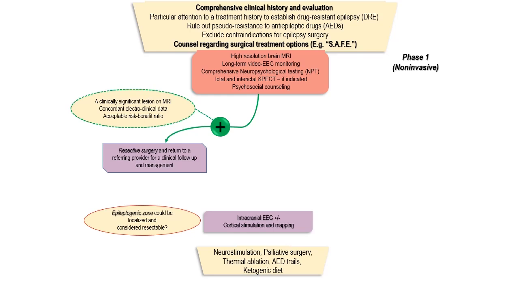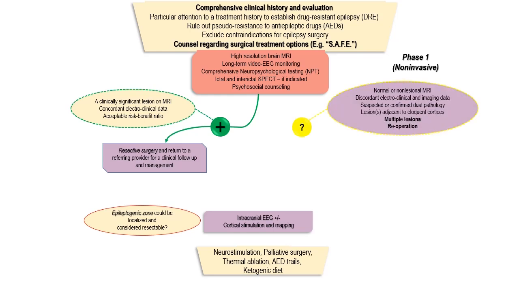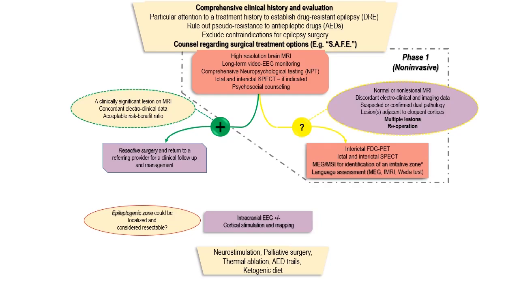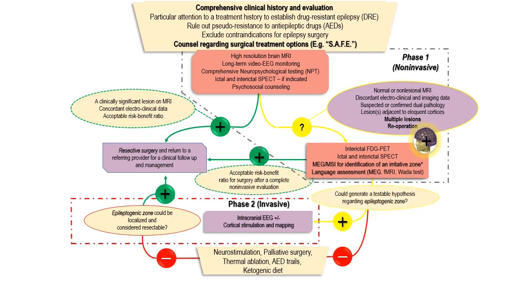Then there are challenges or ambiguities. These are most commonly listed here in the purple ellipse, and these may be resolved by obtaining a MEG for the purpose of identifying and localizing the seizure focus or foci. Specifically in the case of normal, also known as non-lesional, MRI, when electroclinical and imaging data are discordant, if dual pathology is suspected or confirmed, when a lesion or lesions are adjacent to the eloquent cortices, or when multiple lesions are present.